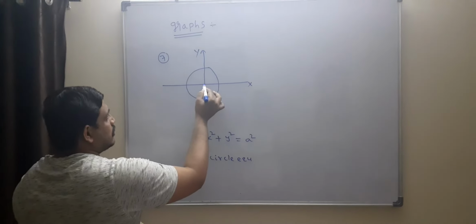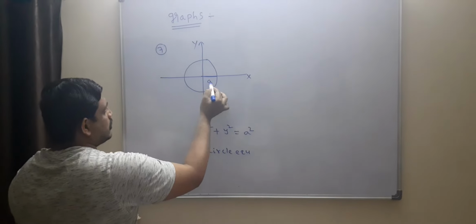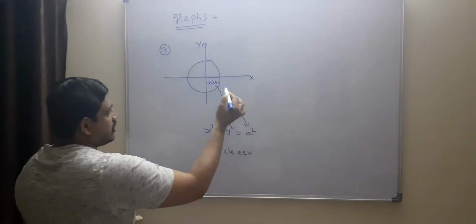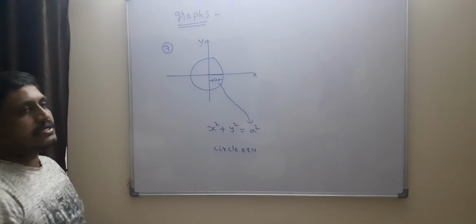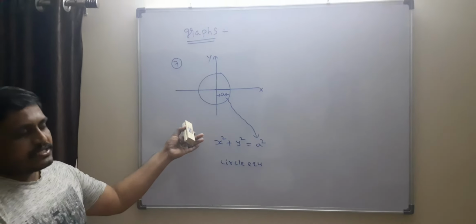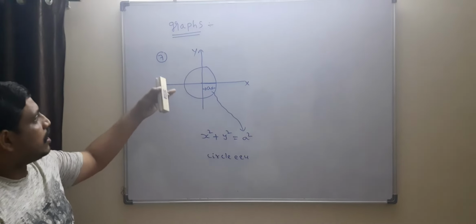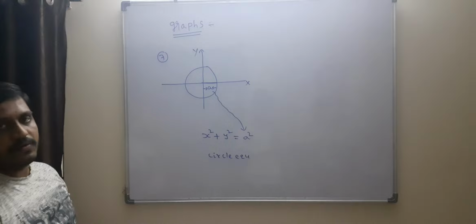In the circle, this is called the radius. Here the radius is a. Look here, Nana. What does a indicate here? The radius of the circle. x square plus y square equal to a square. This is called the circle equation.